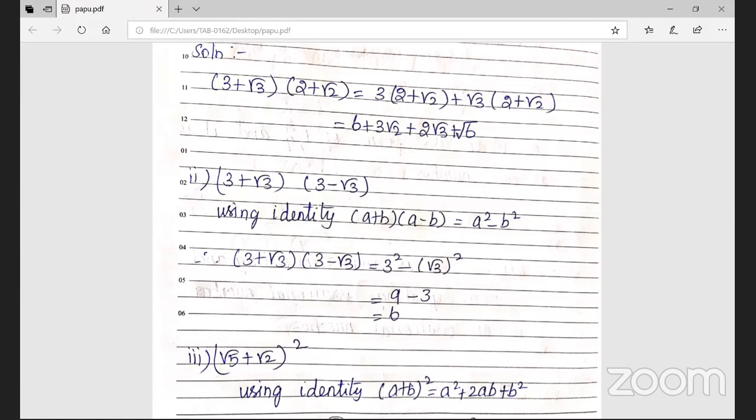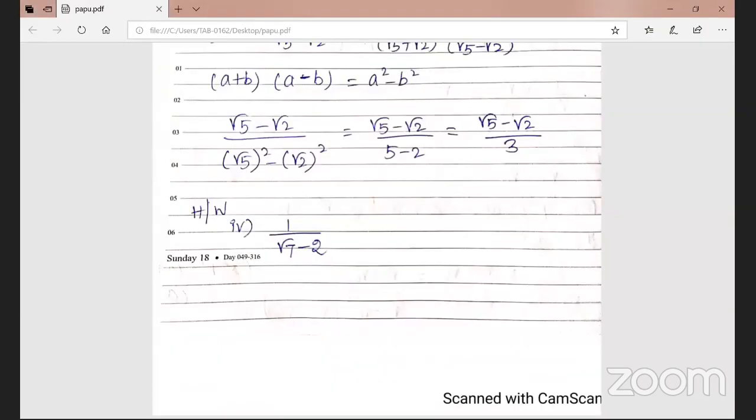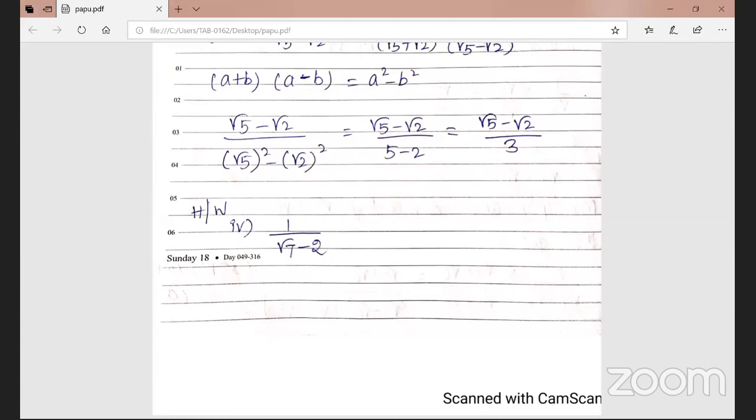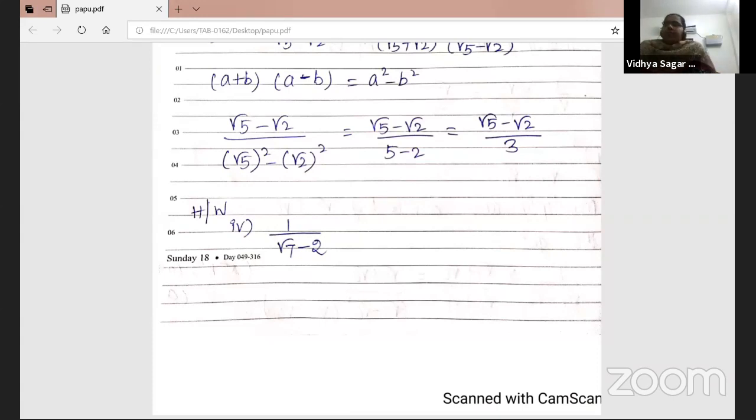Yes, ma'am. Most of them have completed it. Okay, the answer, Muskan, Aishwarya, Divyadashni, Shweta, Mehak, they all have done well. The answer is root 7 plus 2 by 3. Yes, very good. In the numerator, the answer will be root 7 plus 2. In the denominator, the value will be 3. Very good.